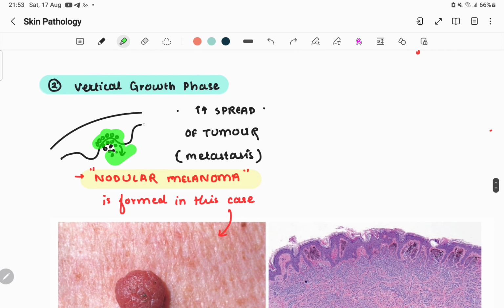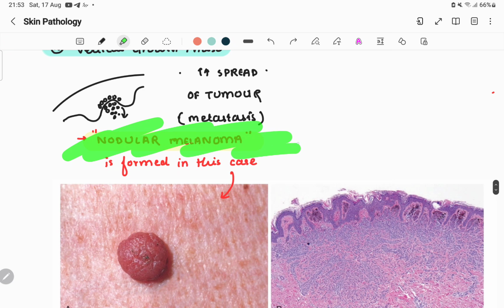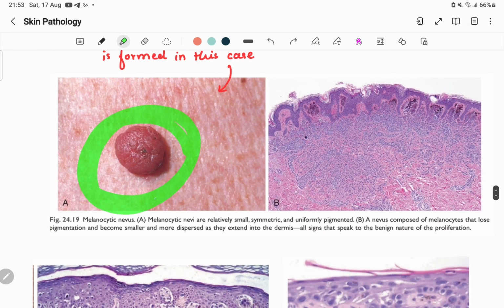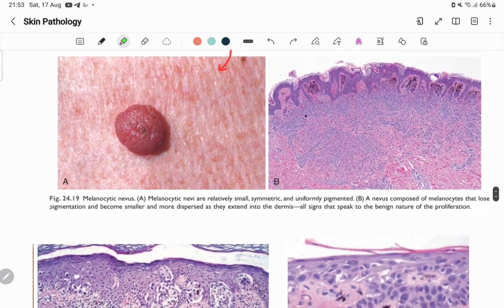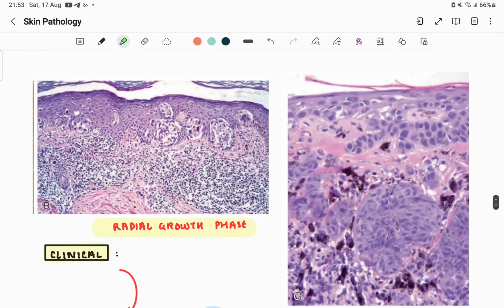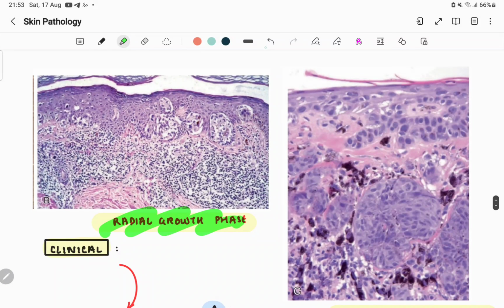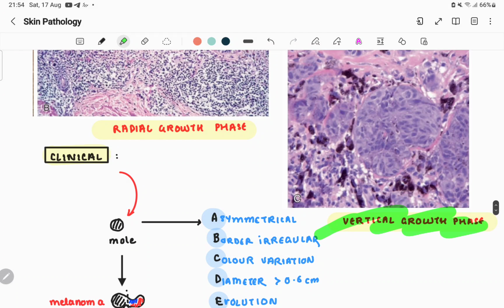In the vertical growth phase, these cells will grow downwards, with increased spread of the tumor, and metastasis will occur. Here nodular melanoma is formed. Nodular melanoma, you can see a nodule is formed like this on the skin. So it is a melanocytic nevus, relatively small, symmetric and uniformly pigmented. The gross appearance is small, symmetric and uniformly pigmented. And another thing, we have a radial growth phase also, where the cells are growing radially. You can see the cells growing radially. This type of growth is also seen. And this is the vertical growth phase.